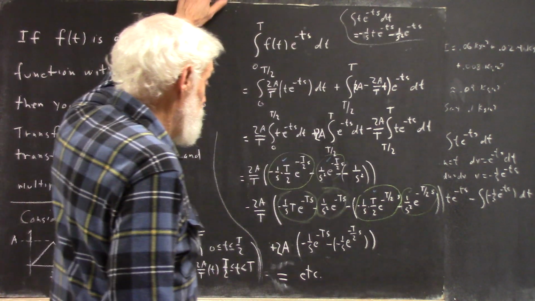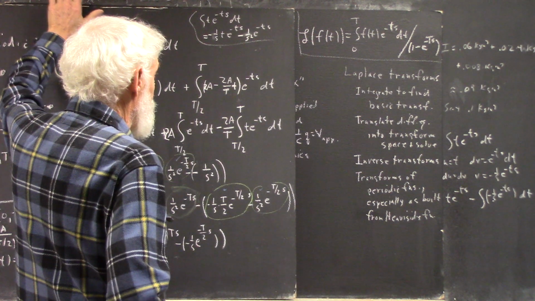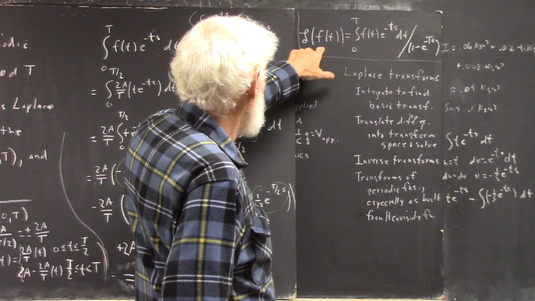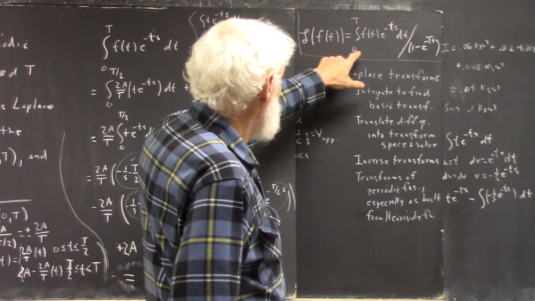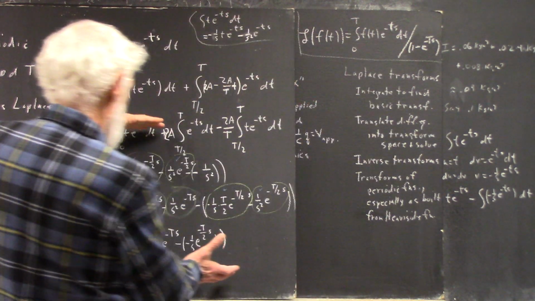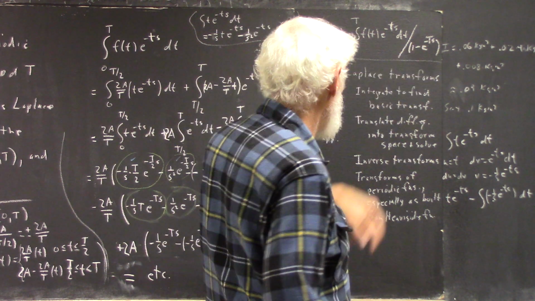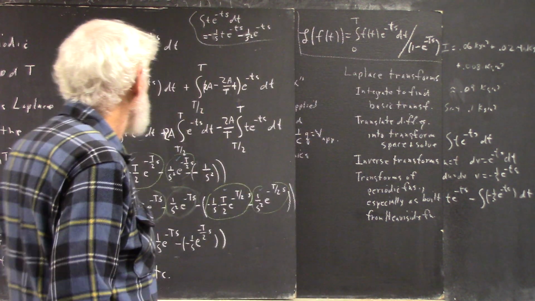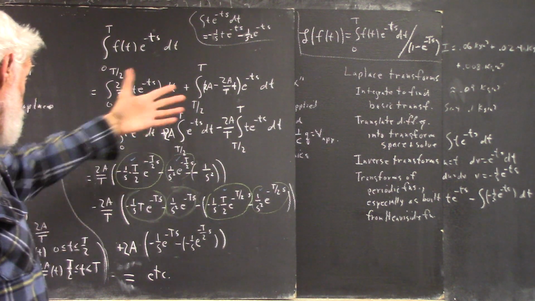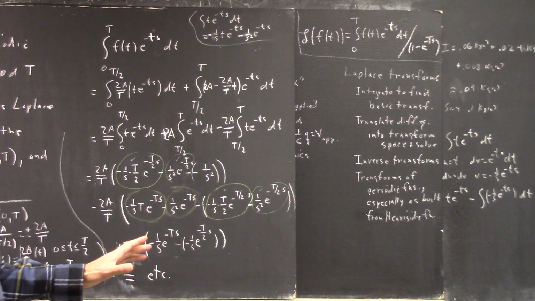In any case, what you end up with is the Laplace transform of f of t is the integral from 0 to T of f of t e to the negative ts dt, which is all this, in this case, divided by 1 minus e to the negative Ts. So that's pretty much it.